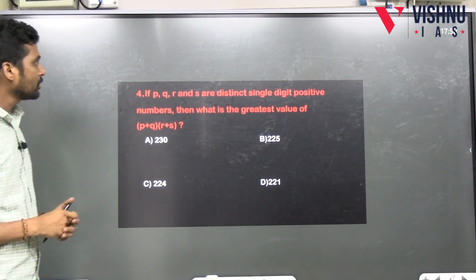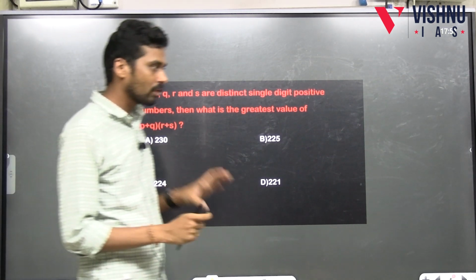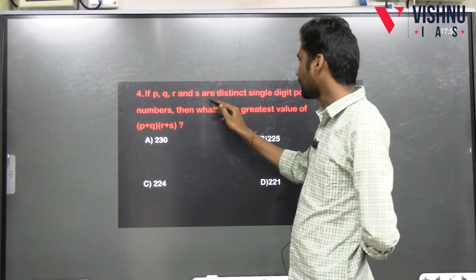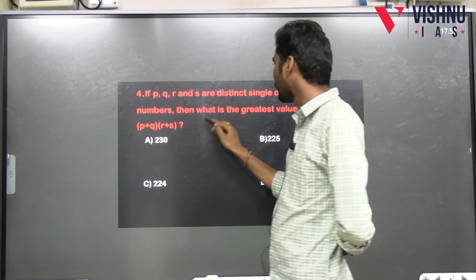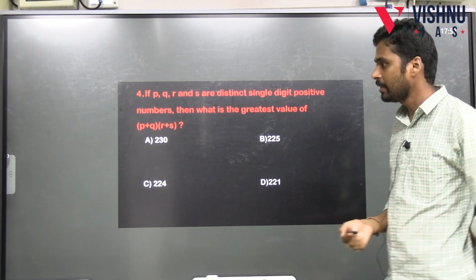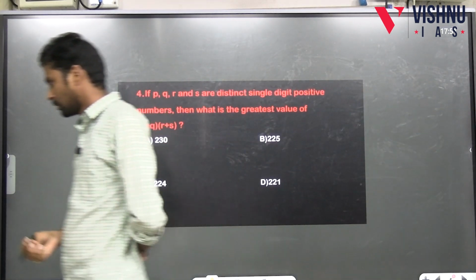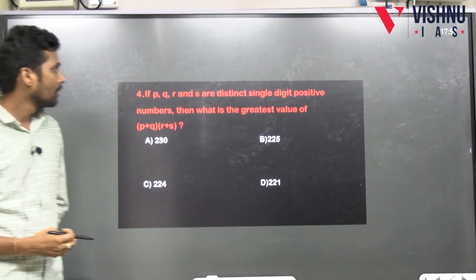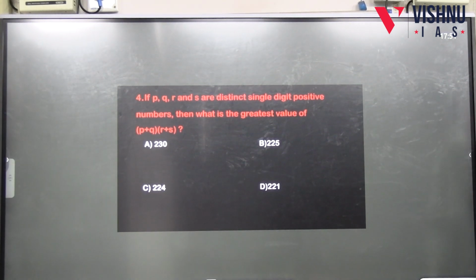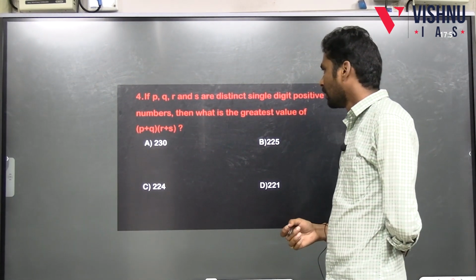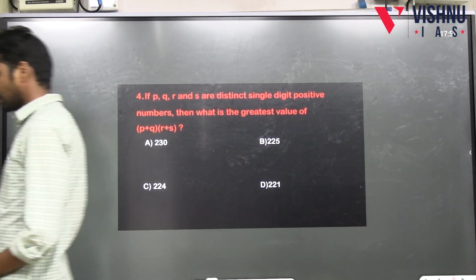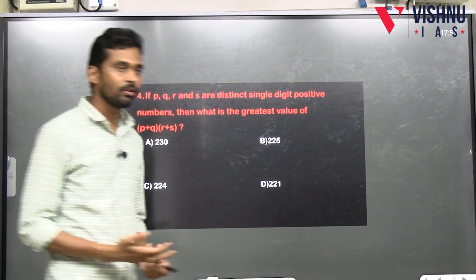Right. So this is another smart question, only if you know the concept will you do it easily. So the question is, if P, Q, R and S are distinct single digit positive numbers, then what is the greatest value of P plus Q into R plus S? So you write the question: if P, Q, R and S are distinct single digit positive numbers, then what is the greatest value of P plus Q into R plus S?